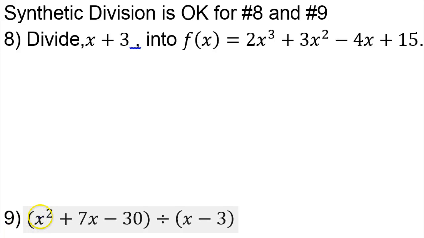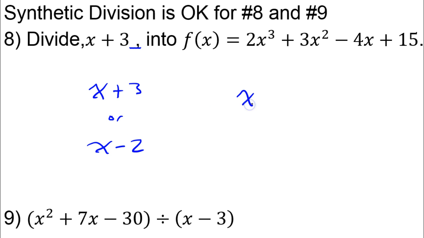Alright, in this video we are going to continue doing polynomial division, but this time I'm going to use something called synthetic division. You can only do synthetic division when the divisor, in this case x plus 3, is just x plus a number or x minus a number. So synthetic division works for problems like this.